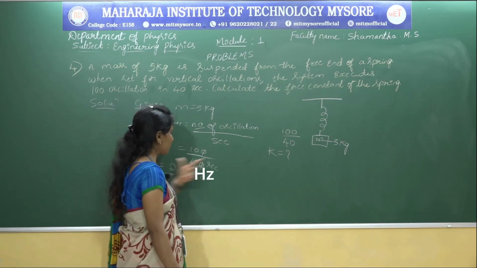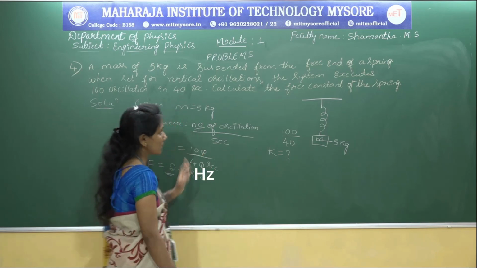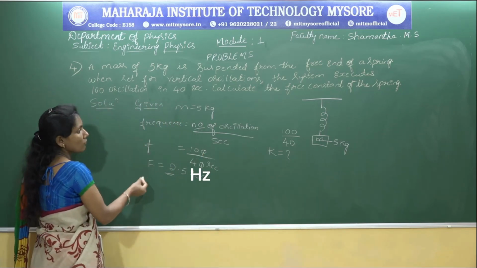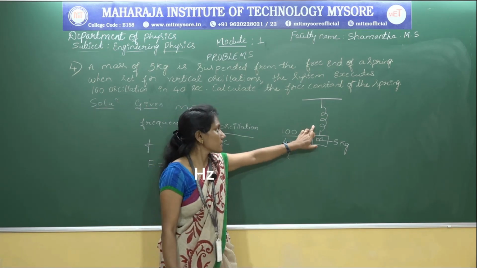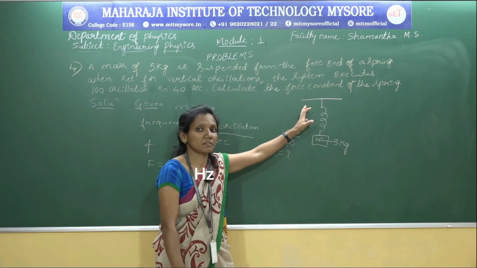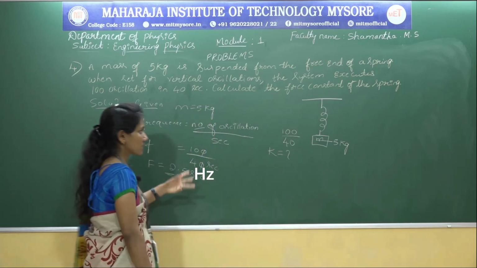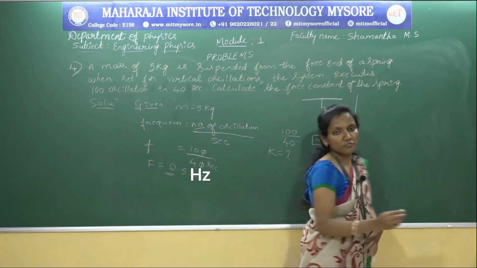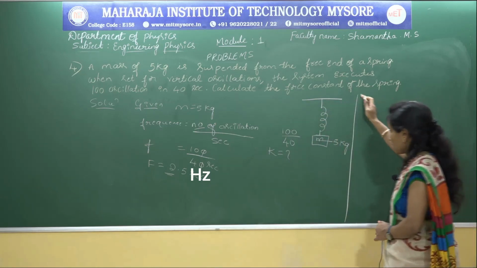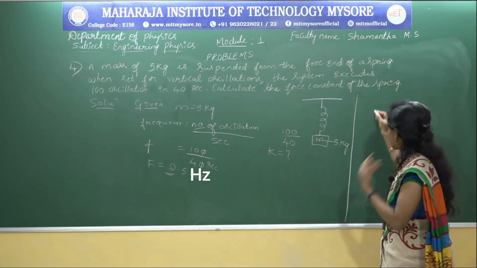Then what is the relation between frequency and spring constant? So, that is to calculate the force constant. What is the force constant? How much we can expand or compress this spring. Okay. So, what is the quality of that spring? So, first we calculated the frequency, next calculate the spring constant.